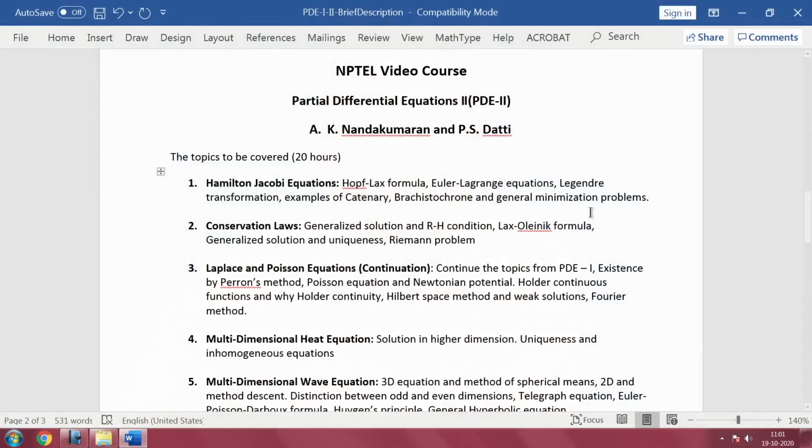There we will study 2 important equations, namely the Hamilton-Jacobi equation and conservation laws. Both are first order equations.